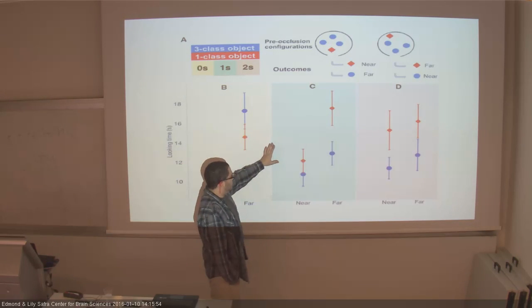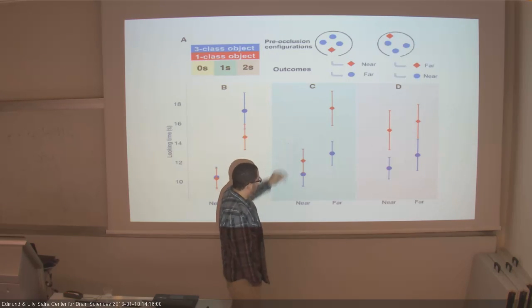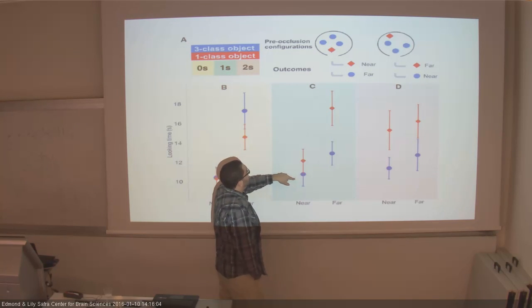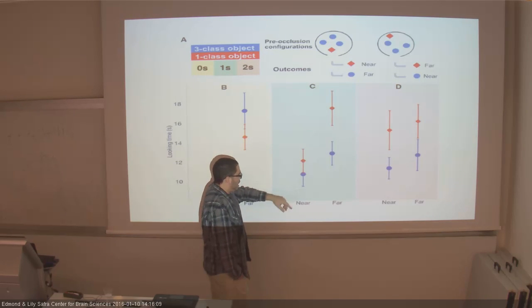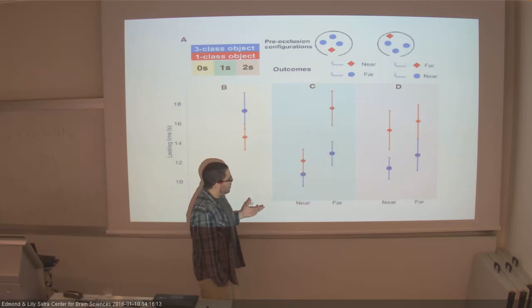We also see this when there was an intermediate occlusion of just 1 second. Again, the near objects were less surprising, far objects were more surprising. But within each category, the blue object, which in this case is more numerous, was more expected. And the red object was more surprising, presumably because of the numerosity.